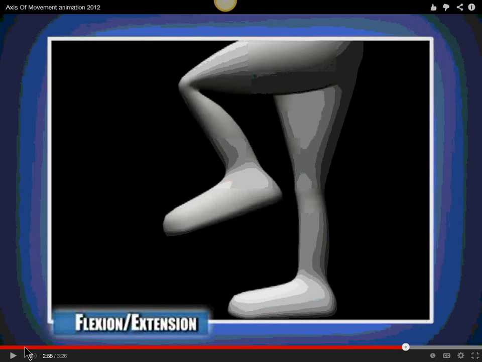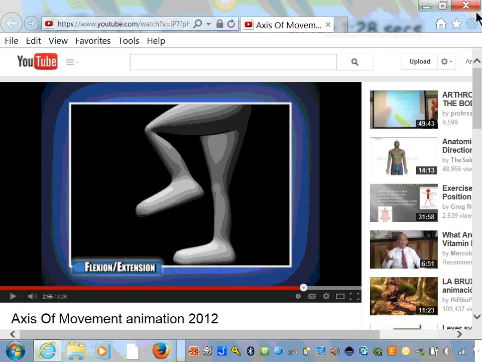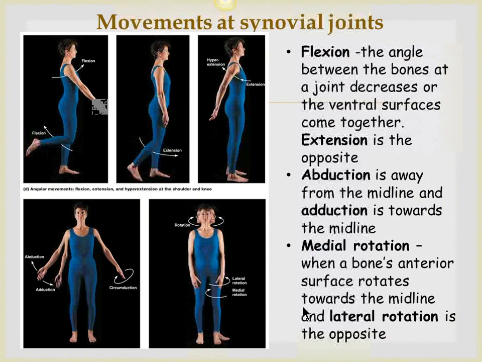To recap, flexion. Here are some of these movements shown. Here you can see flexion at the knee: the angle between the bones which form the joint decreases, or the ventral surfaces come together. Extension is the opposite, when you make it straight. Abduction is taking it away from the median plane. Adduction is bringing it towards the median plane. Rotation, remember I said medial rotation is when the bone's anterior surface rotates towards the midline, and lateral rotation is when it goes away from the midline.